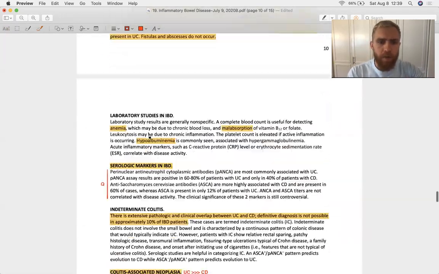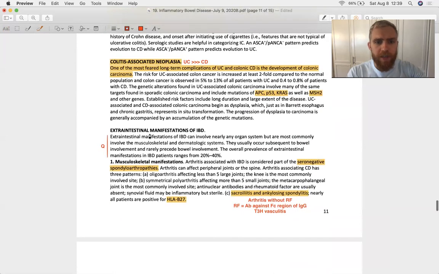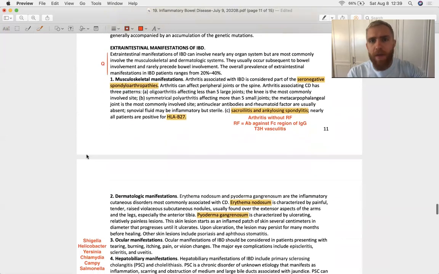Then finally, there are some extraintestinal manifestations of either of these two diseases, and the correlates are largely going to be to the seronegative spondyloarthropathies. So I could see a question being pulled out of there because there are a couple different types of seronegative spondyloarthropathy. So first of all, what's a seronegative spondyloarthropathy? Well, it's basically arthritis without rheumatoid factor.